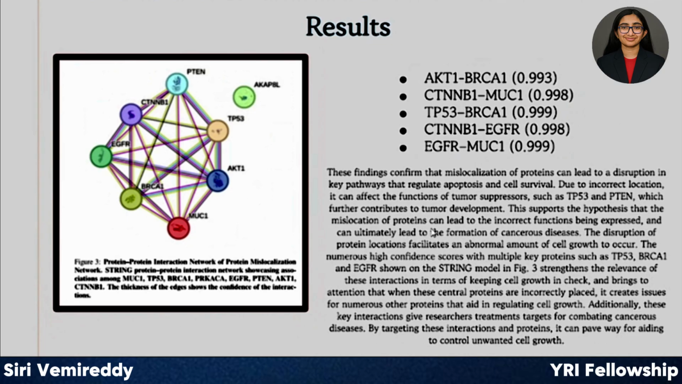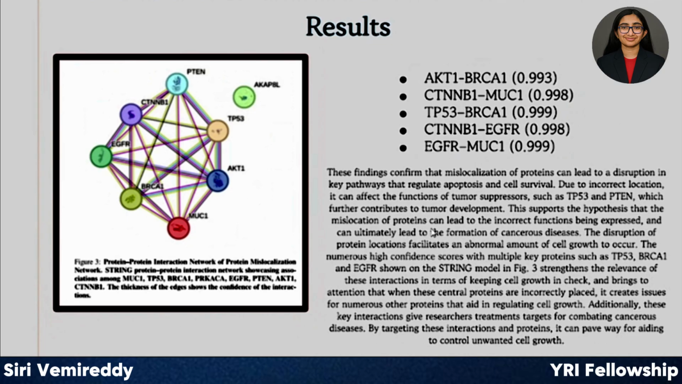Now for Figure 3, we have a network that showcases a protein mislocalization network, which was formed with proteins such as MUC1, TP53, BRCA1, PRKACA, EGFR, PTEN, AKT1, and CTNNB1. And on the top right, we have our main protein-protein interactions that were the most prominent in this figure.